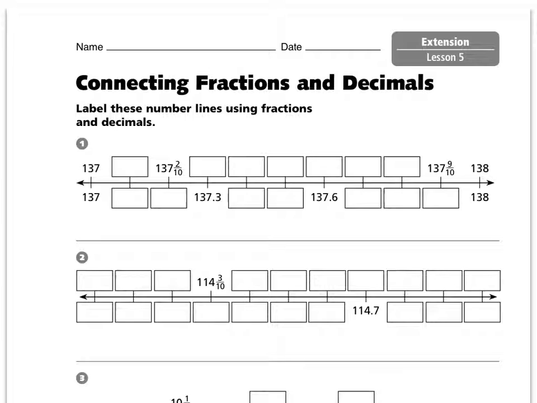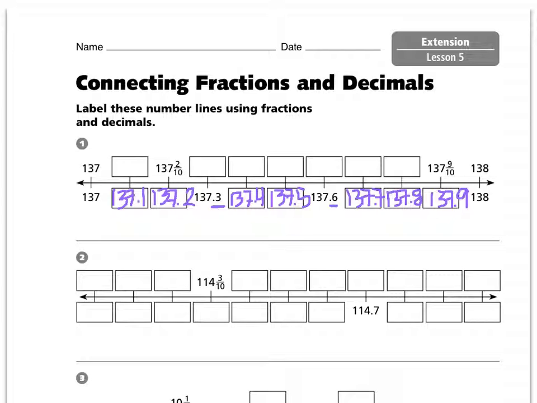I start with 137 and I end with 138. In between I can see that I'm going to be counting up by tenths because I have 3/10 and 6/10. So I'm going to count backwards and have 137 and 2/10, 137 and 1/10. Counting forward now, 137 and 4/10. And then you're going to complete going forward by adding 1/10 more.